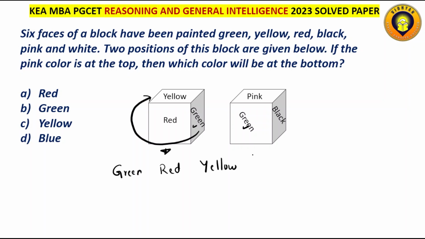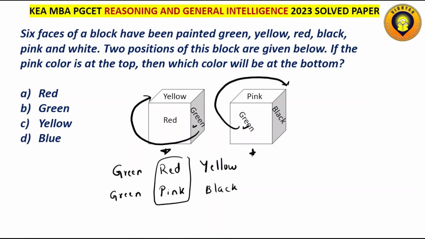Now come to this second figure. So here also green will be our starting point. You will write it below. Now again here also you have to write this in the clockwise direction. So after green it will be pink, then black. So by writing like this, you can understand that red is opposite to pink, yellow is opposite to black.